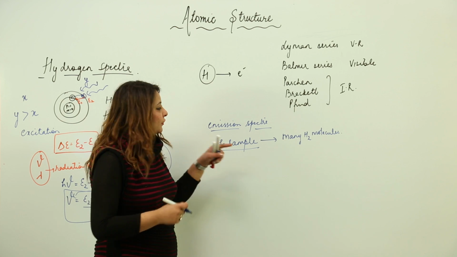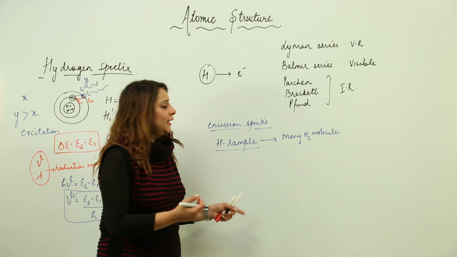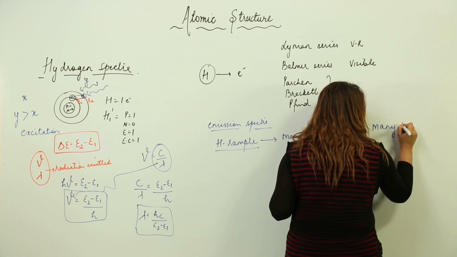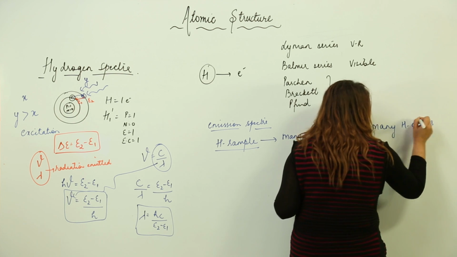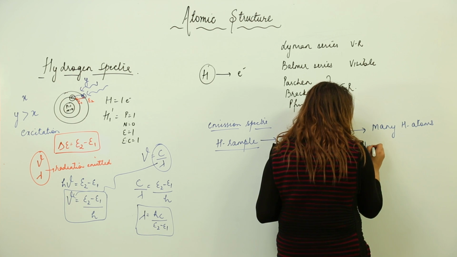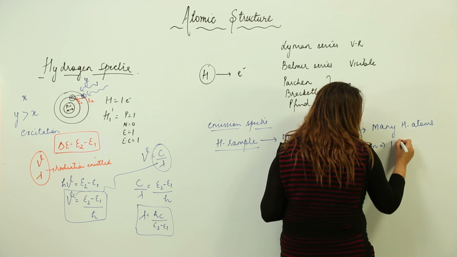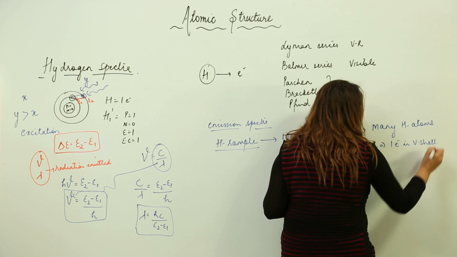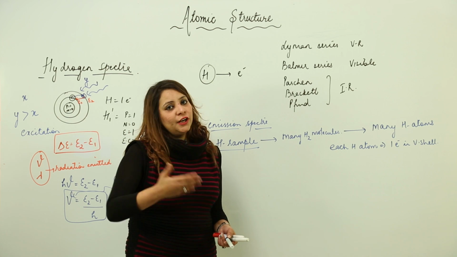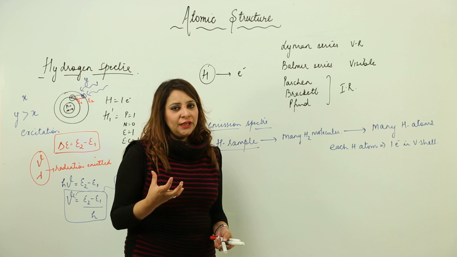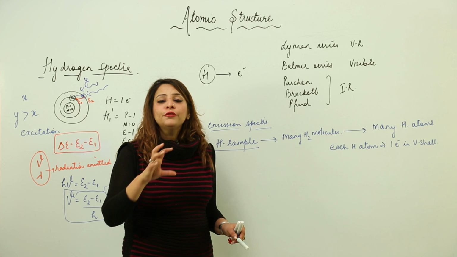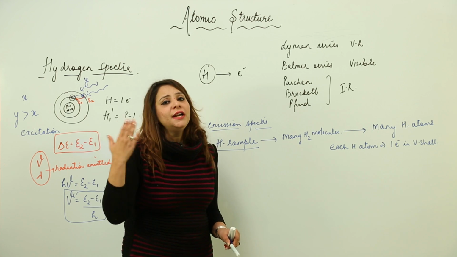So what we do is, whether we supply it with electric discharge or whether we heat it, what is going to happen? Hydrogen molecule will break up to form many hydrogen atoms. Many hydrogen atoms. And we know that each hydrogen atom has one electron in valence shell. So as there are so many atoms, they will be having their own electron. So when you supply it with energy, then electrons of all those atoms get excited to different energy levels.